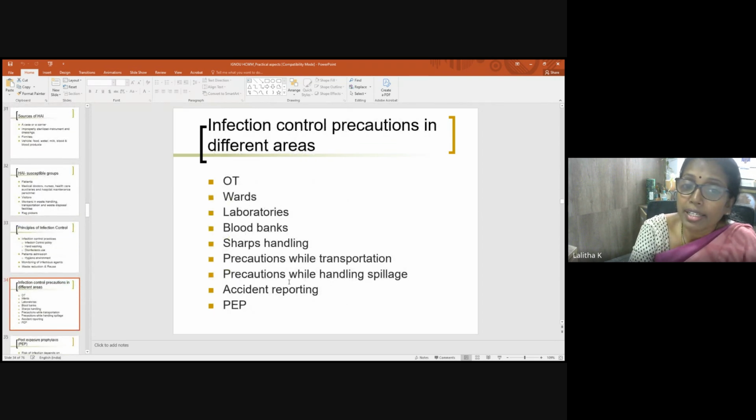Especially in special areas, we need to take additional requirements, because they are very highly prone areas, and the susceptibility of a patient getting HAI is very high. That is your OT, wards, blood banks, laboratories, and places where there is sharp handling, and precautions, especially during transportation, spillage, accident reporting, and PEP.